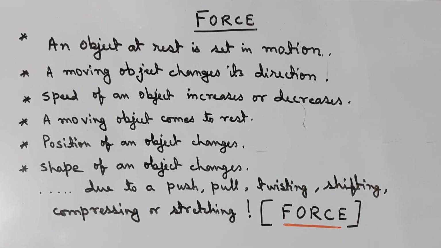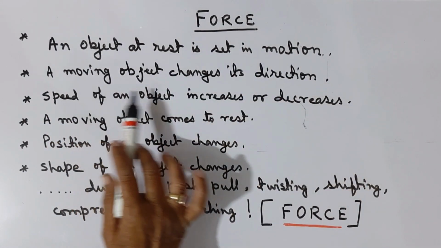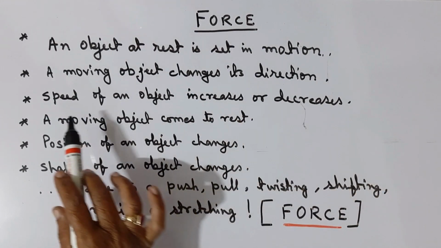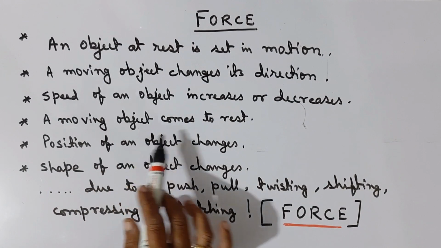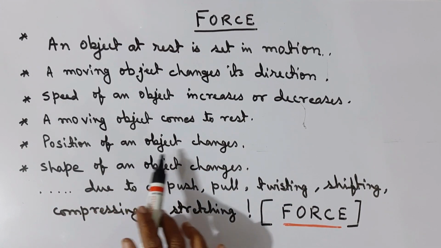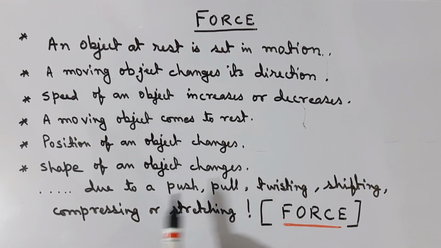When we look around us, we see that all objects, bodies or people are either at rest or in motion. There are so many things happening and so many changes taking place around us. For example, an object at rest is set in motion. A moving object changes its direction. The speed of an object increases or decreases. A moving object comes to rest. The position of an object changes. The shape of an object changes. And all these changes are due to a push, pull, twisting, shifting, compressing, or stretching.